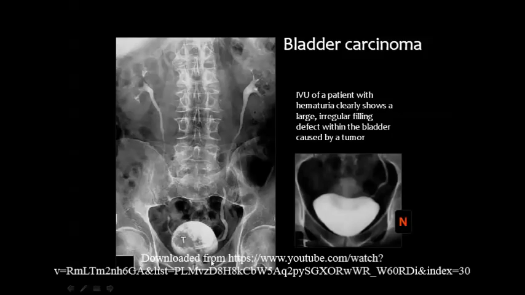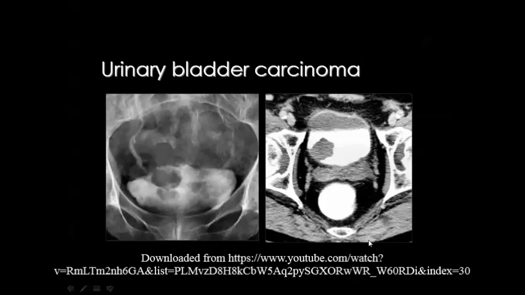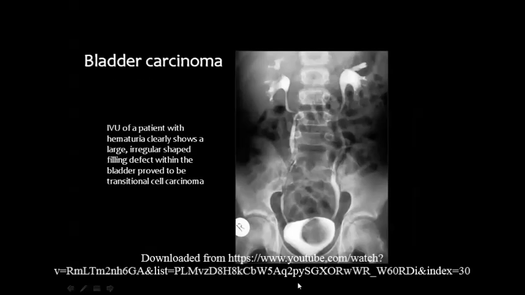And the most common mass inside the renal bladder by far is the transitional cell carcinoma. And here you can see this is the normal bladder, and this is the bladder containing a soft tissue filling defect representing the tumor, which is transitional cell carcinoma. Another case by IVP, you can see a mass inside the renal bladder causing filling defect, and by CT you can see the mass inside the renal bladder, and this is the urine contrast fluid level.